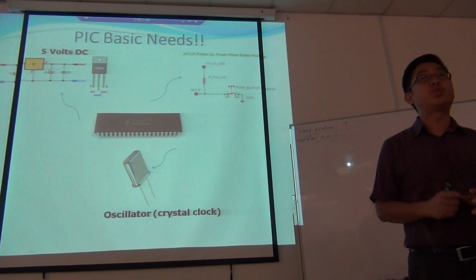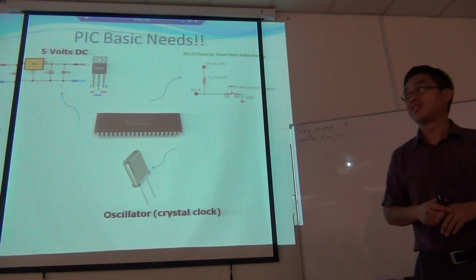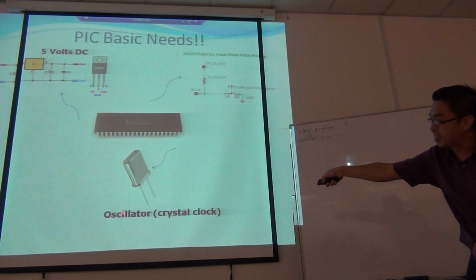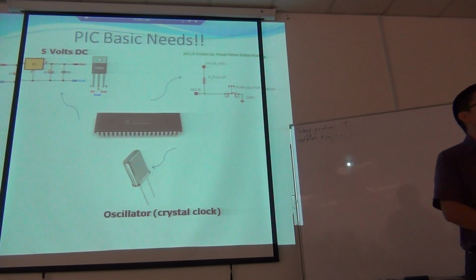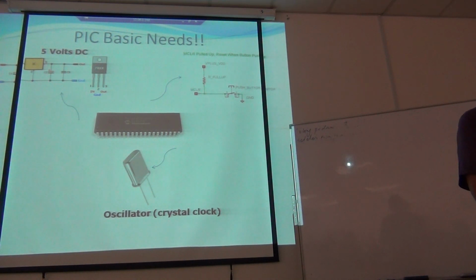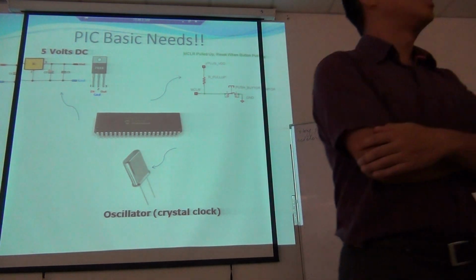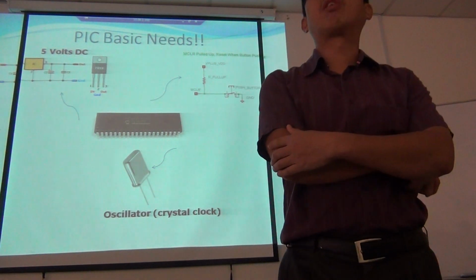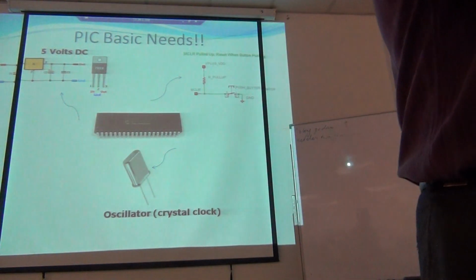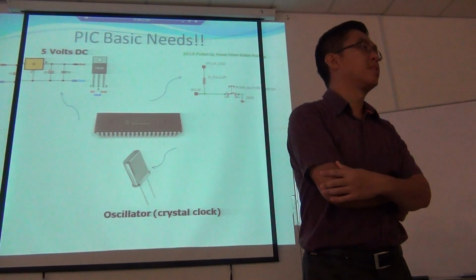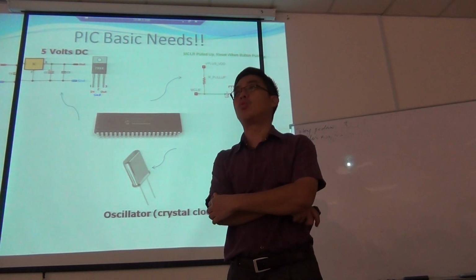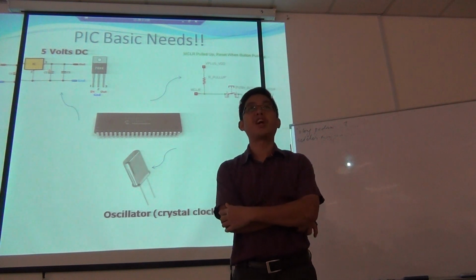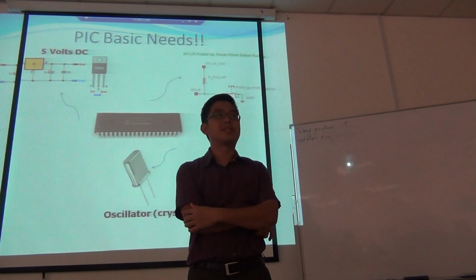The next one you need to understand, they call it crystal clock. You can find it near the green connector which holds the PIC. They call it crystal clock or oscillator, and it's labeled as Y1 on the board. If you can find Y1, that is the crystal clock.